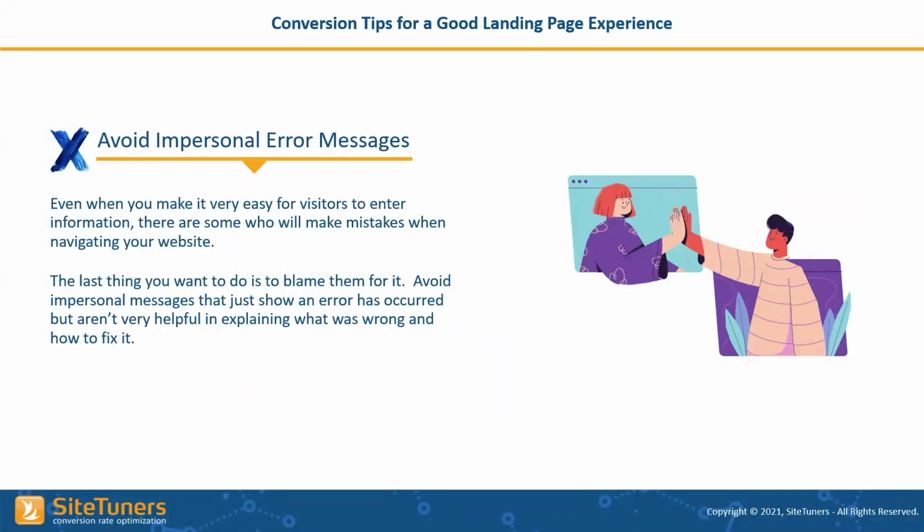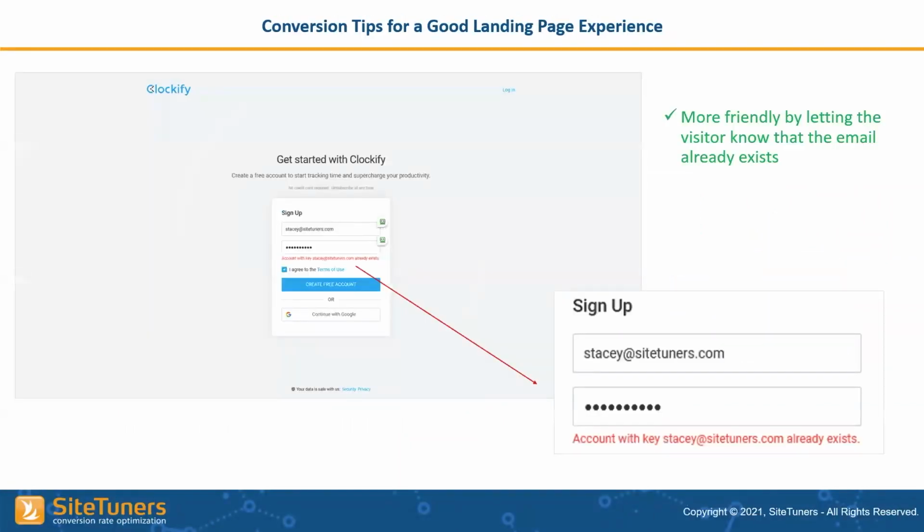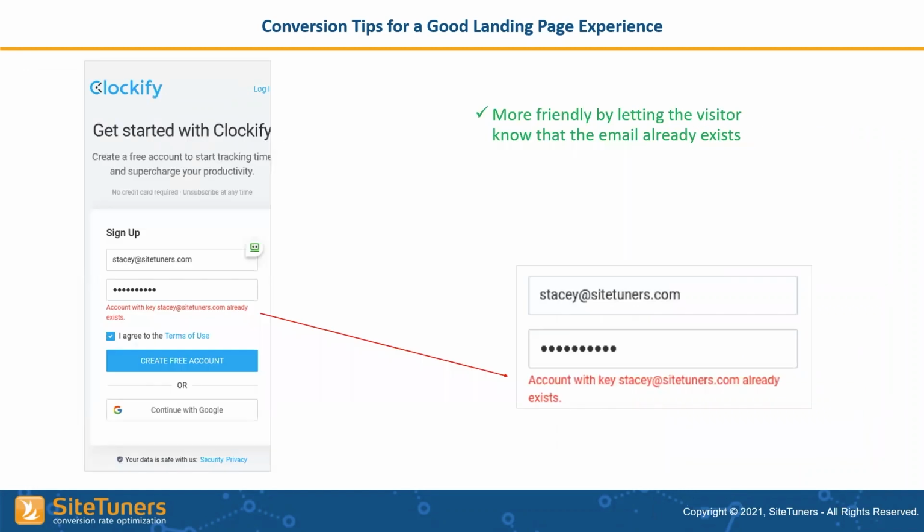You want to, on the other hand, avoid impersonal error messages. You've all pressed the button and up come messages saying you didn't do this, you didn't do that. So this is a friendlier one. Account with Stacy at SiteTuners.com already exists. That's a friendly message, right? It's not, hey, error, or we already have this. It's friendly, right? And it's obviously the same on mobile, all right?